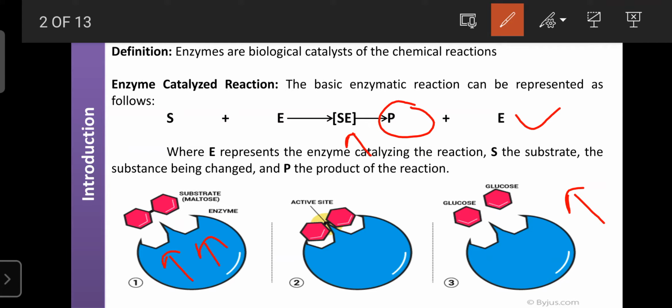Here is an example. We add maltose, a disaccharide, to the enzyme maltase. The maltase enzyme occupies the maltose in its active site, subjecting it to catabolism. Catabolism of the disaccharide maltose results in the formation of glucose. That glucose is required by our body for the production of ATP. So this is a general enzyme catabolic reaction.